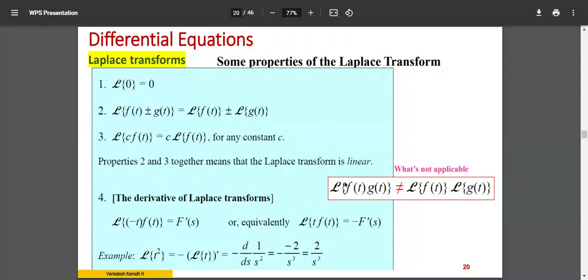So this means the Laplace transform is linear. So always Laplace transforms are linear in nature. At the same time, you should not forget f of t into g of t. Okay, the Laplace transform of f of t into g of t is not equal to the product of their individual transforms. This is wrong. Instead, it's supposed to be something else.